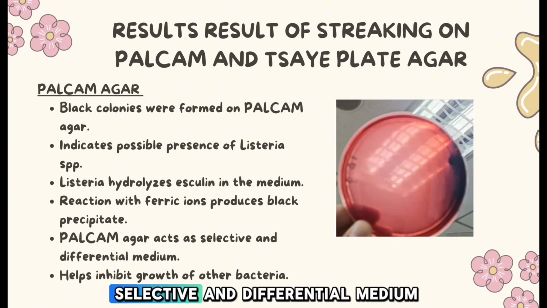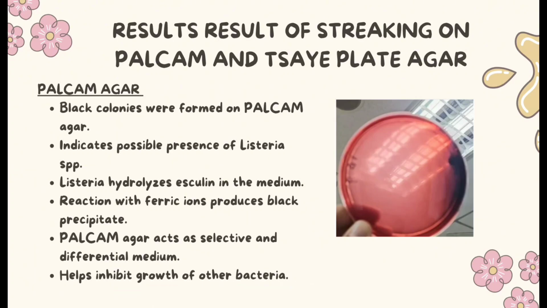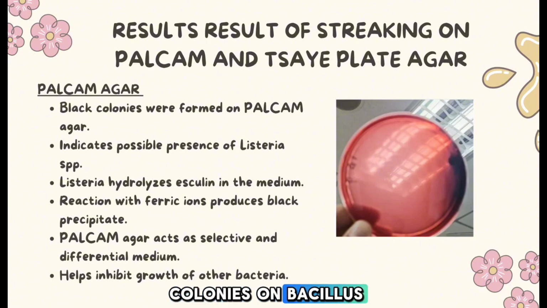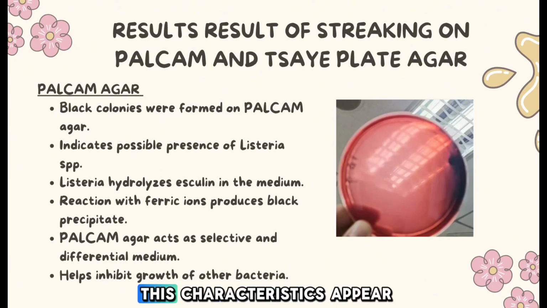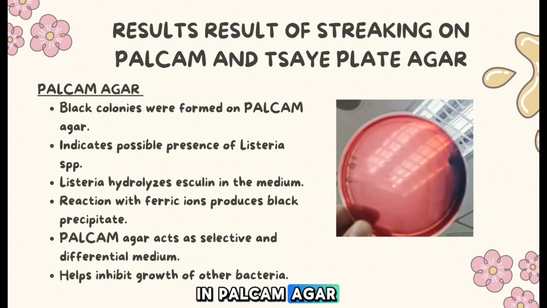Palcam agar is a selective and differential medium commonly used for the isolation of Listeria spp. The formation of black colonies on Palcam agar occurs due to the ability of Listeria to hydrolyze esculin, producing esculetin that reacts with ferric ion in the medium and forms a black precipitate. These characteristics help differentiate Listeria from many other microorganisms. The selective agent present in Palcam agar also inhibits the growth of competing bacteria, allowing Listeria to grow more effectively.